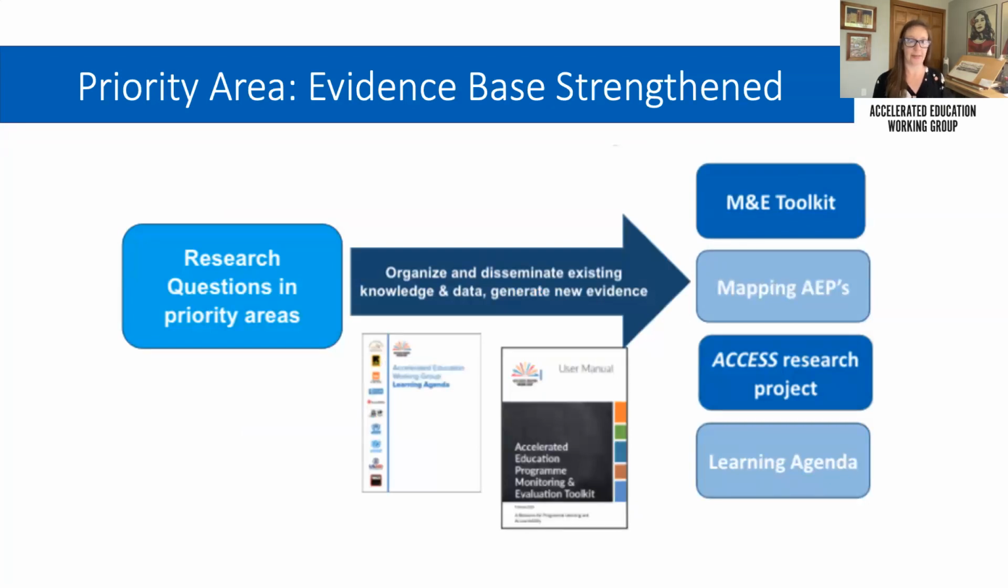All right, so turning a bit more to this priority area of evidence strengthening. Several areas are being carried out under this second objective area in 2021. The first activity includes disseminating this M&E toolkit that we're going to dive into just in a moment. But we'll also be exploring a couple of other areas as well. So first, we're going to be updating and expanding our accelerated education mapping, which helps us to have a global picture of where accelerated education programs are implemented, by whom and for whom.